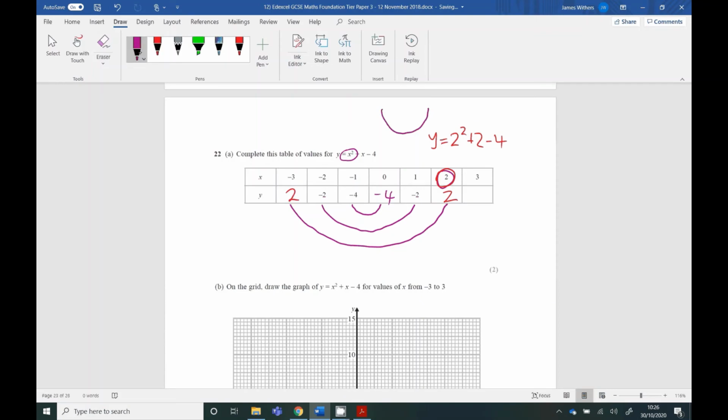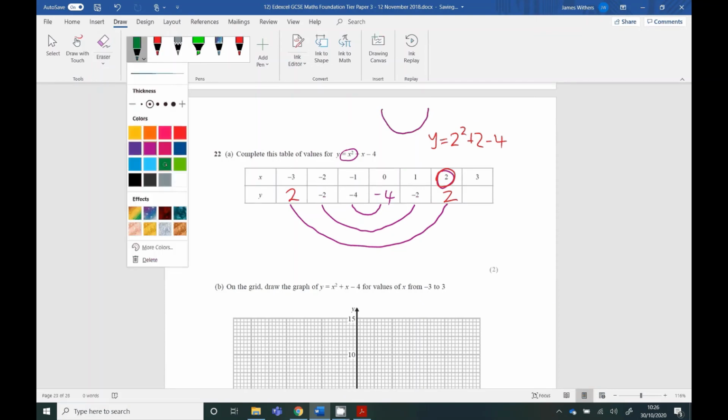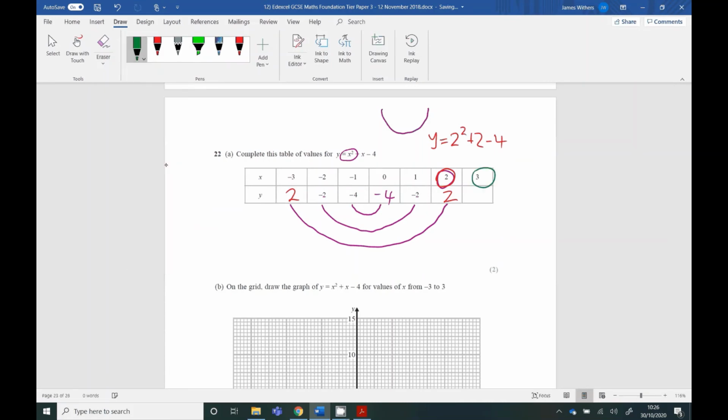What about when x equals 3? So substituting 3 into the equation, we get y equaling 3 squared add 3 take away 4: 9, 10, 11, 12. 12 take away 4 is 8. So for part B we're being asked to plot these points.